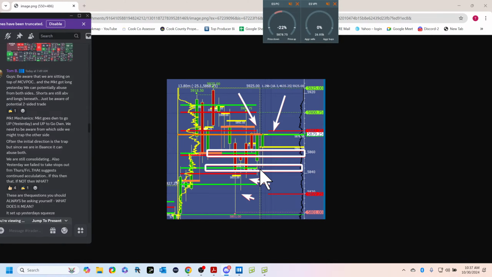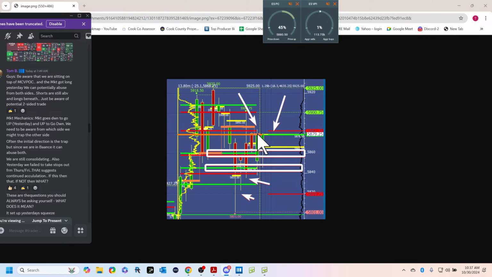This is yesterday. And then we close up on the high. What are we doing? Market mechanics. Market goes up to go down. Market goes down to go up. Market goes up. This is yesterday. To go down. I should say, sorry, wrong. We gapped yesterday. So opens lower, goes down, gets more shorts, closes on the high, squeezes the shorts.